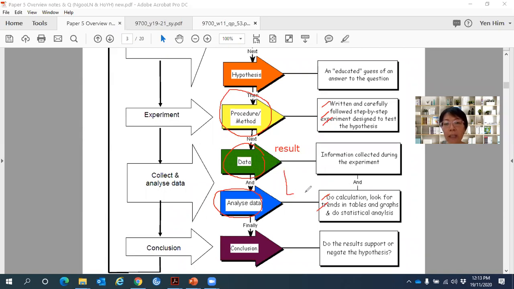So when light intensity increases, does the rate of photosynthesis keep on increasing, or does it increase until a certain value and then level off? Right? Okay, so look at the trend of the table and graph, and you can also do statistical analysis on your results. That means to find out whether your results are significantly correct or not. Then you can do the conclusion.